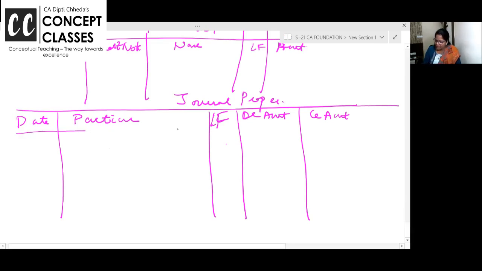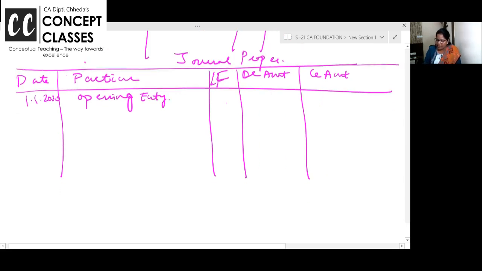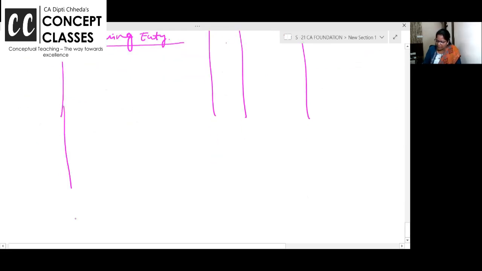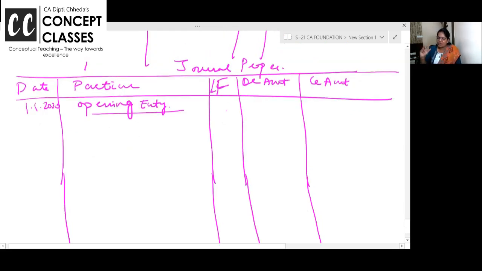First, the opening entry we will record in the journal proper. On January 1, 2020, you can write the heading opening entry. Yeah, last problem for today. Quickly write it, please. Let's write the opening entry. Now you should handpick which transactions you have to write. So the opening transaction is, you write the opening balances. So cash account debit. Jeevan's account debit because you have to receive from him.